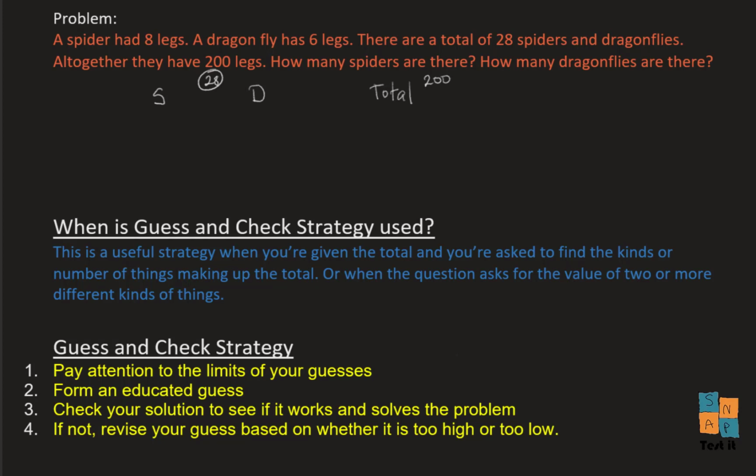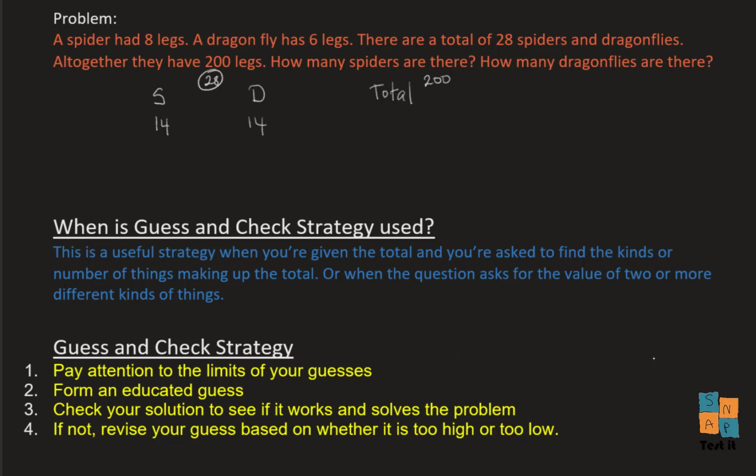Number 2, we're going to form an educated guess. Remember, we must consider a limit of 28. That's our total. So a good idea would be to break that 28 into two equal parts. That's 14 and 14. This is a good place to start. If we had 14 spiders and 14 dragonflies, the total would be 28 animals.